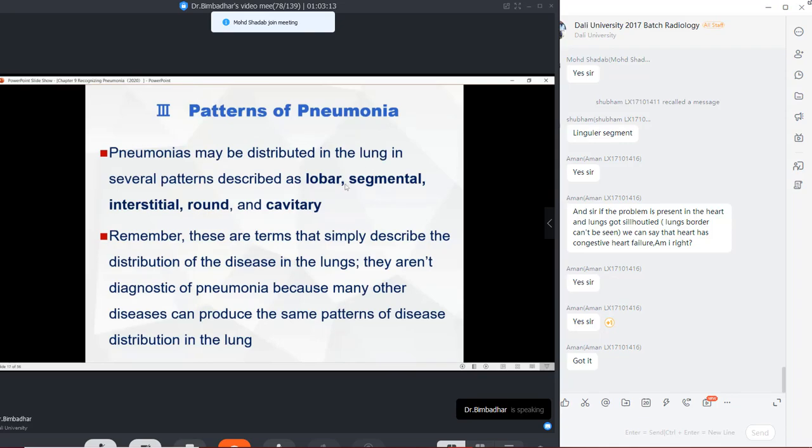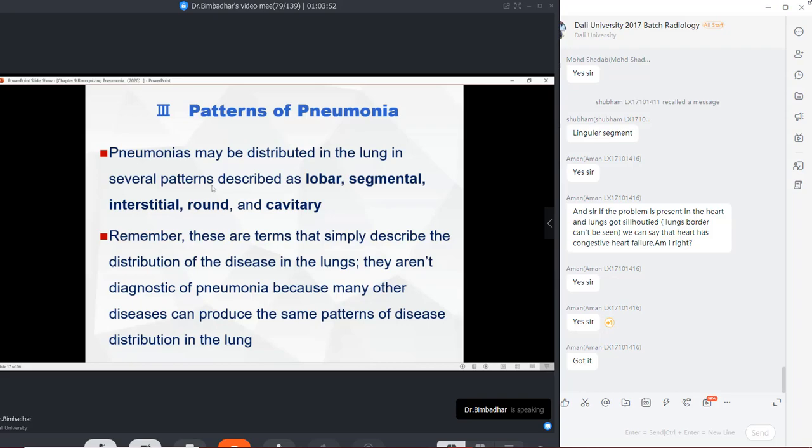Pneumonias may be distributed inside the lung. It can happen in a single lobe, in a single segment, as interstitial, or as round and cavitary. All of them are pneumonias, but all of them are different patterns. If it is happening in a single lobe, we call it lobar pneumonia. If it is happening in a segment, we call it segmental pneumonia, or technically, bronchopneumonia, involving a single bronchus in a single segment. Simple.